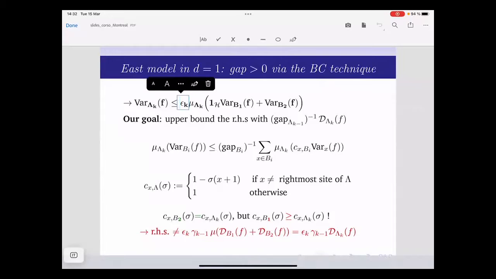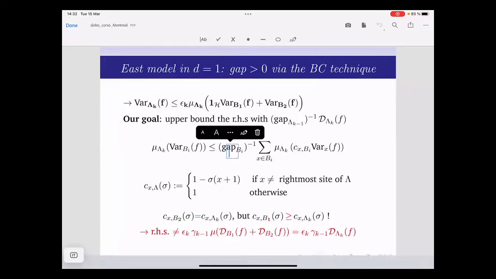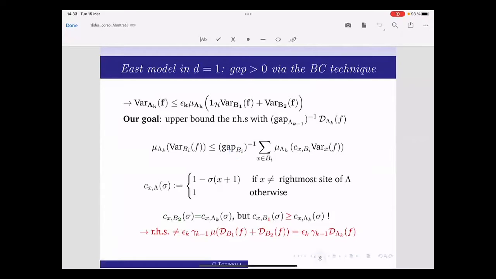So we would be very happy, because we have found that the variance is upper bounded by the inverse of the spectral gap on the smaller scale times the Dirichlet form. But the problem is that that's not working, and that's why we have to introduce this constraint here.